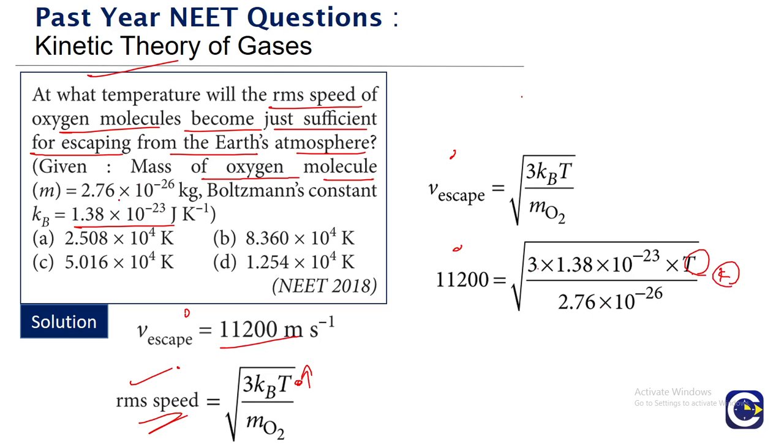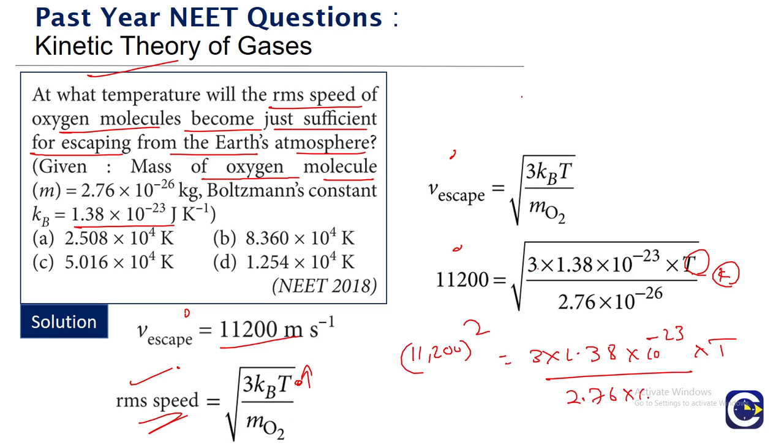It is what? 2.76 into 10 power minus 26 kgs. So everything is in the SI system. So temperature will be coming in what? Kelvin scale. So if you square on both sides, what we'll get? 11,200 the square is equal to what? 3 into 1.38 into 10 power minus 23 into capital T divided by 2.76 into 10 power minus 26. So we'll take everything to the left side. What we'll have?